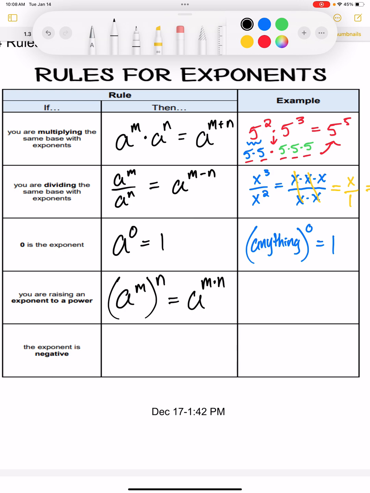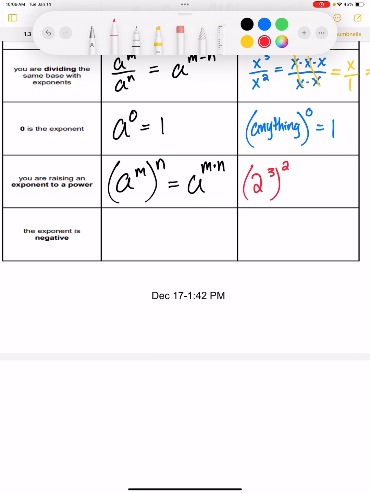I'll show you what I'm talking about, and I'll work out an example. I'll do it with numbers this time. Let's say 2 to the 3rd power to the 2nd power. Let me change it from 2 just so I don't confuse anybody. I'll say 4.